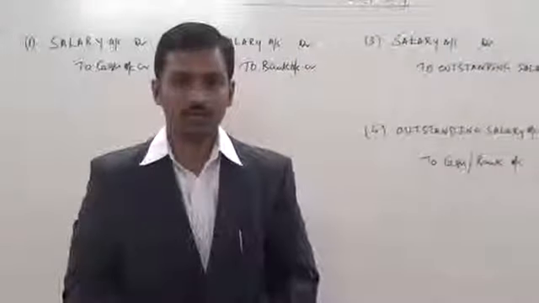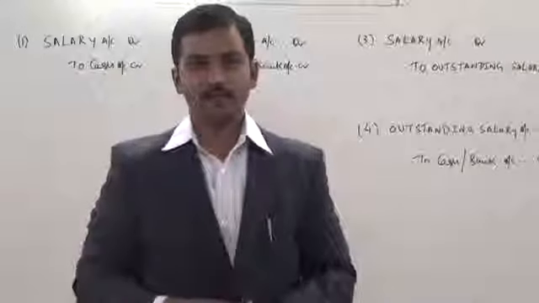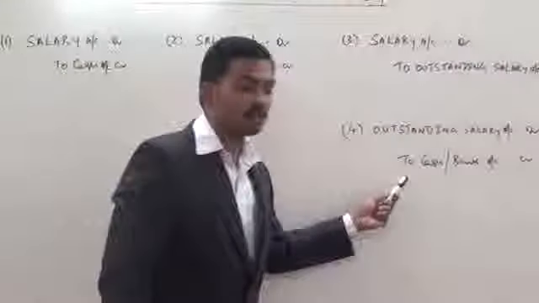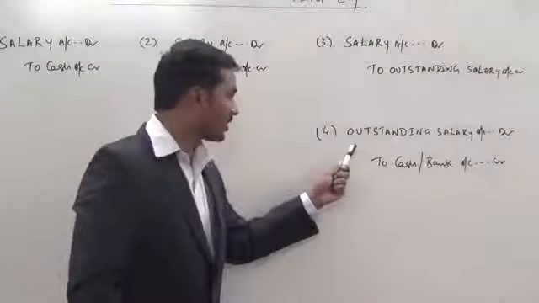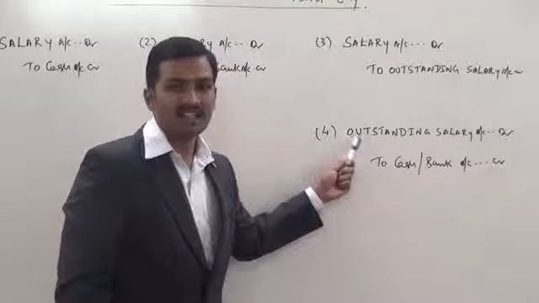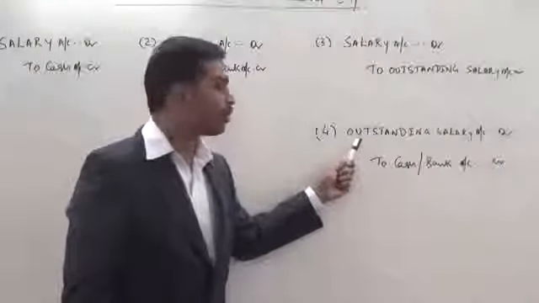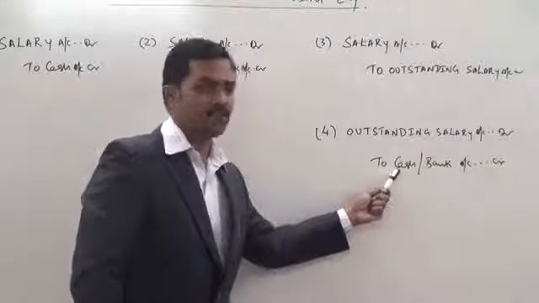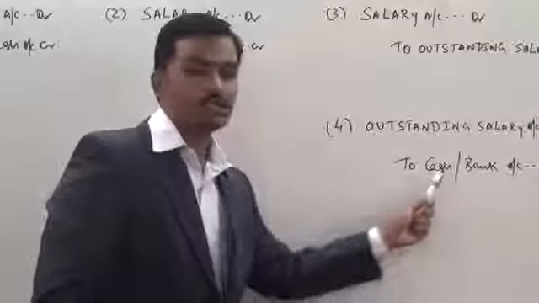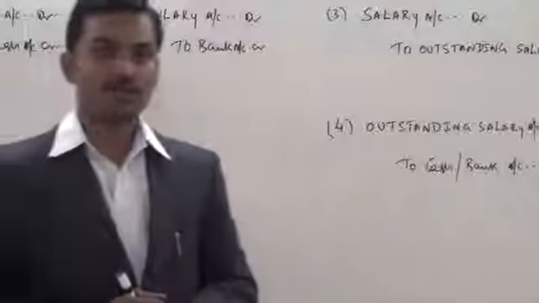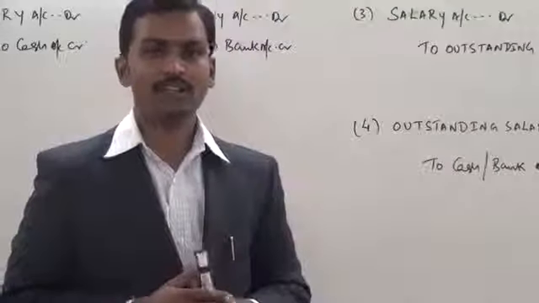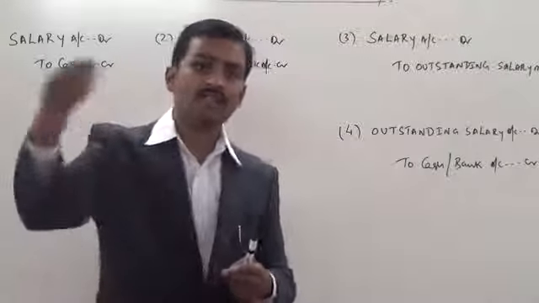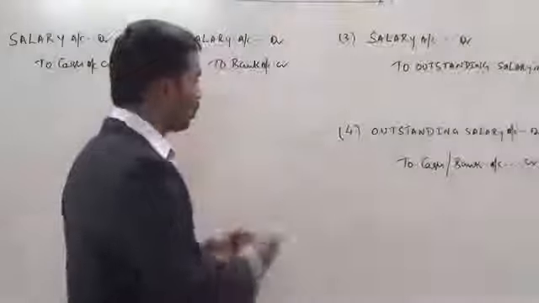Now what is the entry we are going to pass? We are now repaying the liability. So the entry we are going to pass is outstanding salaries account debtor to cash. Here we are now going to show the workers as receivers of money. We are going to reduce the liability and we are paying cash, or if we pay by check, we record cash or bank as credit. So when salaries are due but not paid, we record the entry salaries account debtor to outstanding salaries account. When outstanding salaries are paid in the next year, we pass this entry.